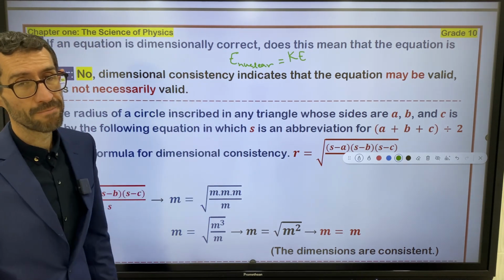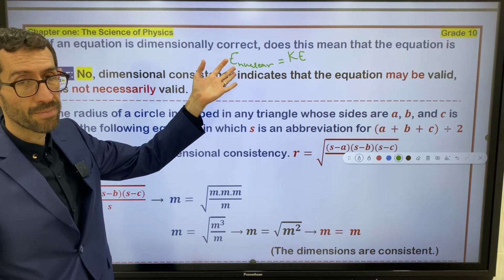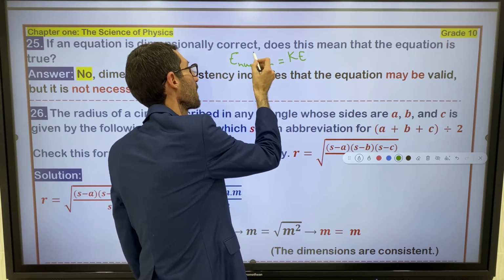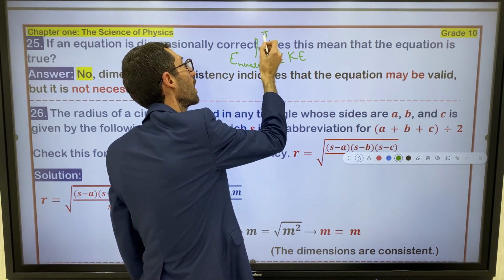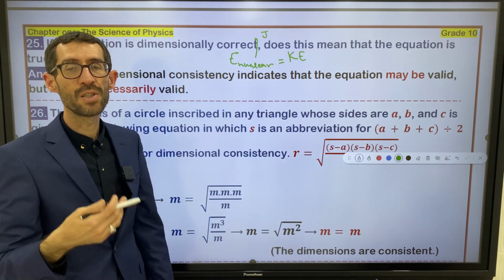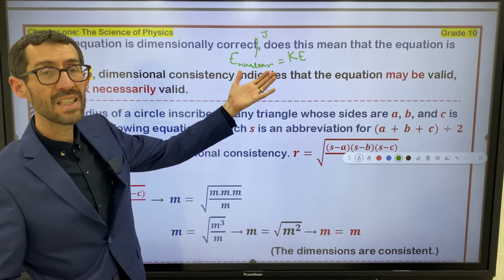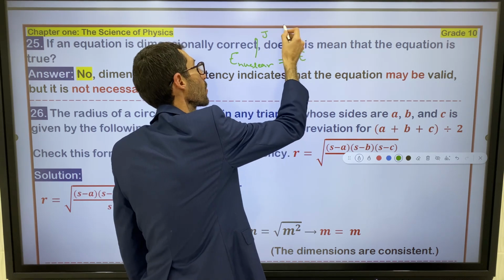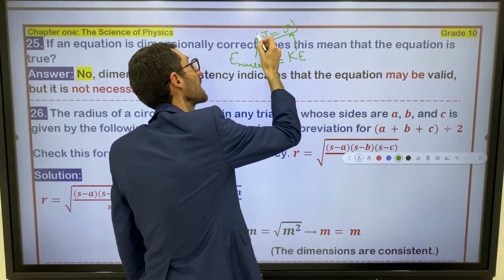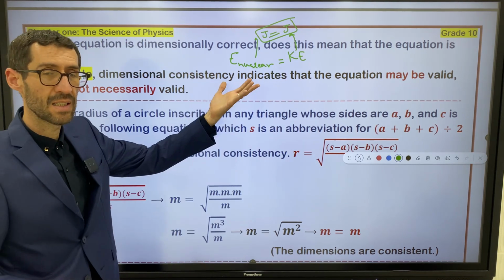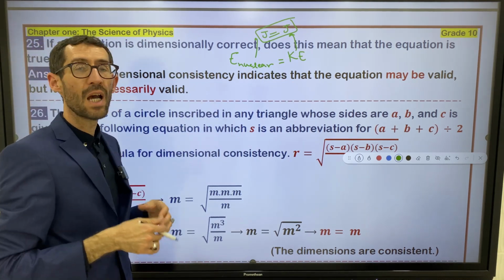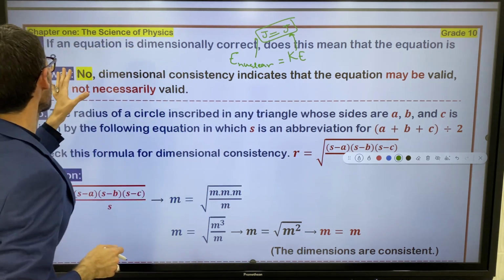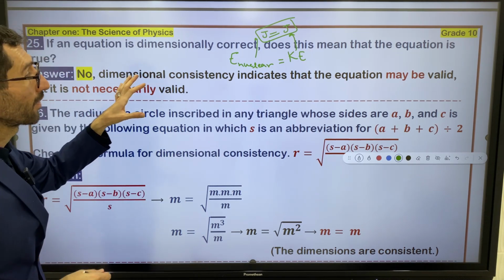Dimensionally, maybe it's right, because both are forms of energy. Nuclear energy or any type of energy is measured in joules. And kinetic energy is a type of mechanical energy and it's measured in joules as well. So dimensionally it works. I can say dimensionally it has no problem. But physically it's not right.